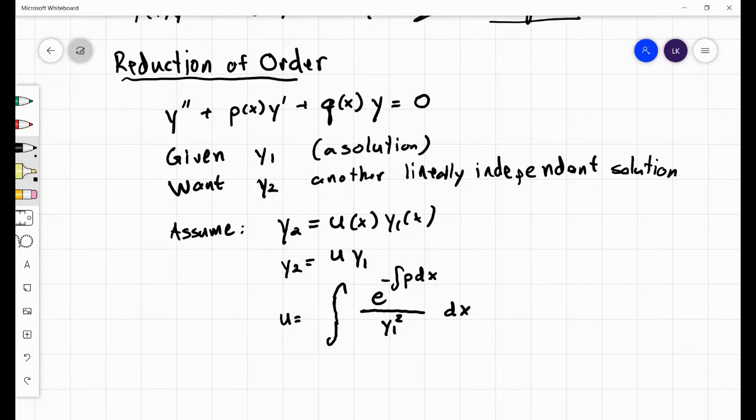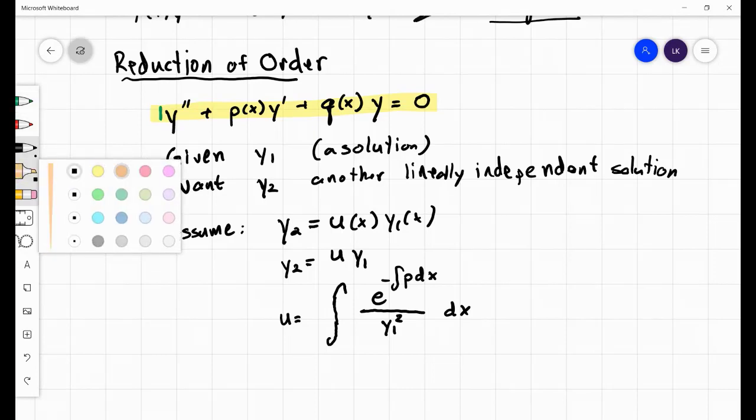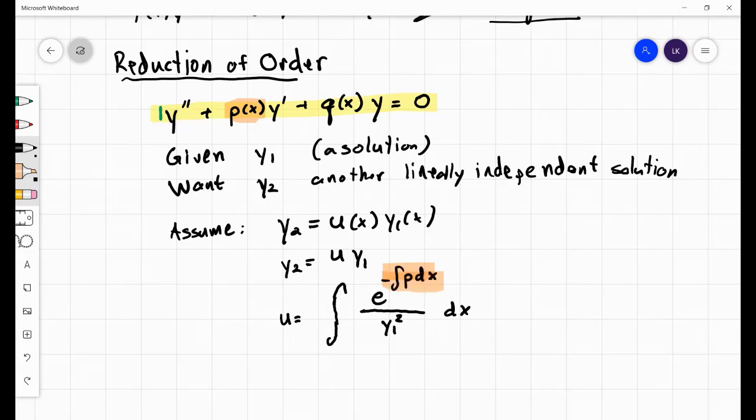Once you write your differential equation in the standard form, where the coefficient for y double prime is just 1, you identify p, this function right here multiplying y prime, and then you take the negative of that and anti-differentiate. And that's going to be the exponential of the antiderivative. You divide by the first given solution squared, and you anti-differentiate again. That gives you u. And once you know u, you just multiply the first given solution to get the second linearly independent solution. And you can prove using the Wronskian that y2 would indeed be linearly independent from y1.